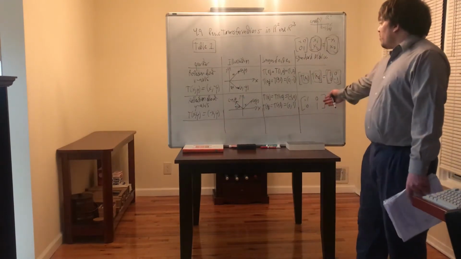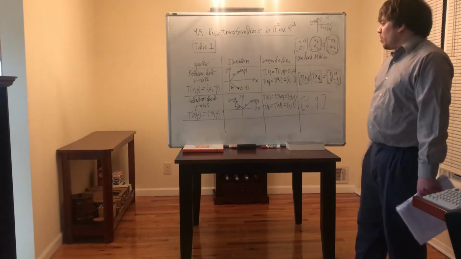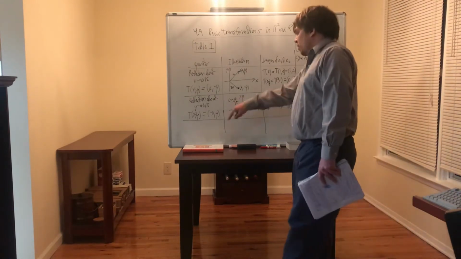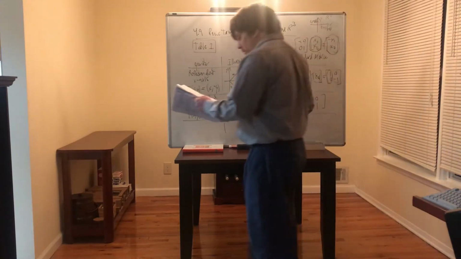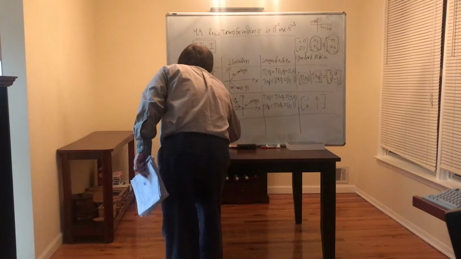Okay, and so left multiplication by the standard matrix is the equivalent in geometry of taking a point and reflecting about the y-axis. Okay, and now the third operator is reflection about the line y equals x.